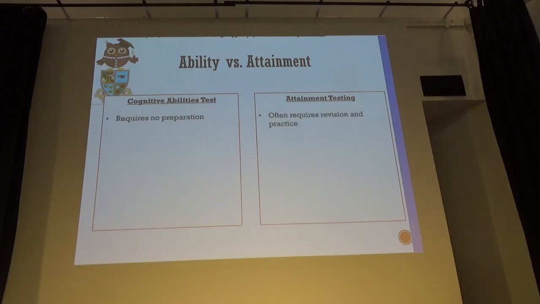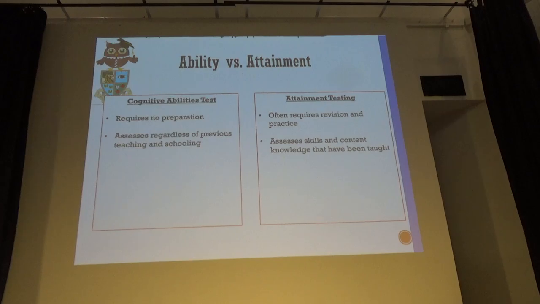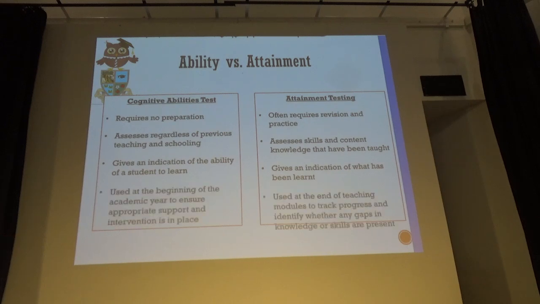So for the CAT4 there is no preparation at all, there's no revision that you can do. Whereas attainment testing tends to, you can review the things that you know already. Attainment testing tests skills and knowledge and things that you've acquired, whereas the ability assessment will be able to assess your potential, regardless of what your previous schooling is. The ability test gives an indication of ability and potential to learn, and the attainment looks at what they have learned already.